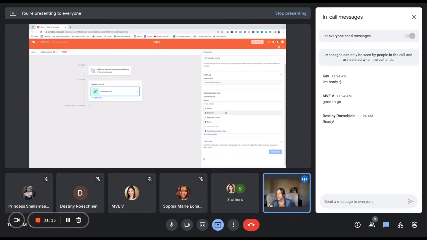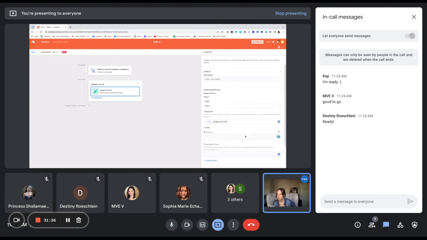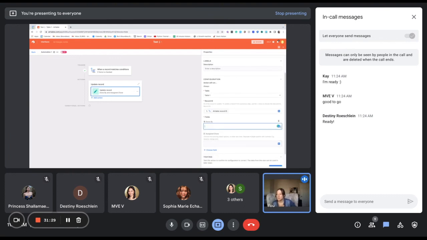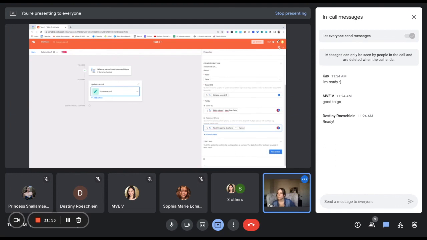And we want it to update the date and the person who is assigned the chore. For the date, we're just going to use our formula field. We calculated when the next due date is, and we're just going to insert that value. We also added a simple way to have the chores assigned. So we're going to say next person to do chore, and add that person's name in. And then we are going to test.